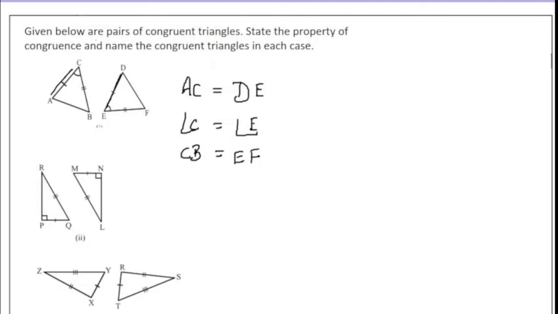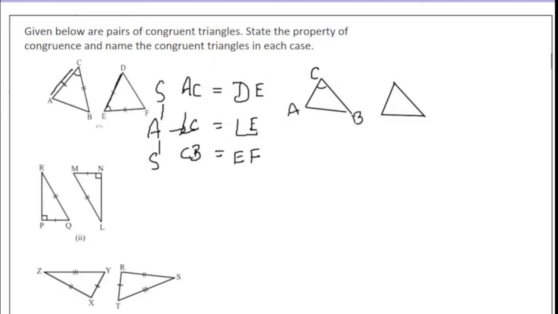Now you can clearly see that the angle here is in between the two sides. So what do we have? We have SAS property. But now writing the name of the triangle is really important in the correct order. So let's redraw the triangle so that we have them in the correct order and it's easier to interpret. This is angle C here and we have A and B.